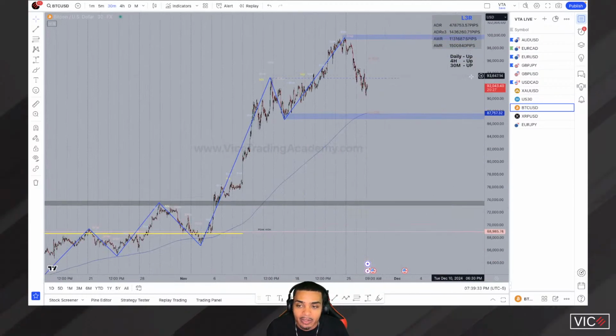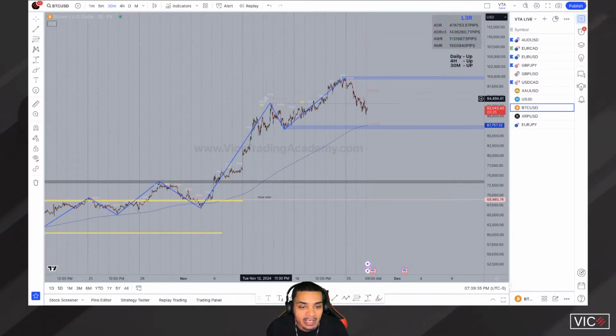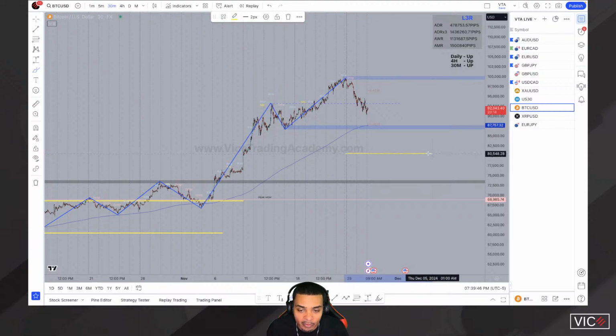Bitcoin. So when we look at Bitcoin, same market structure, right? We have these higher highs, higher lows, higher highs. We're waiting for the retest of the previous higher high, right? But we understand that there's different variations that can happen. When you're waiting for a retest, price could retest and push up, right?